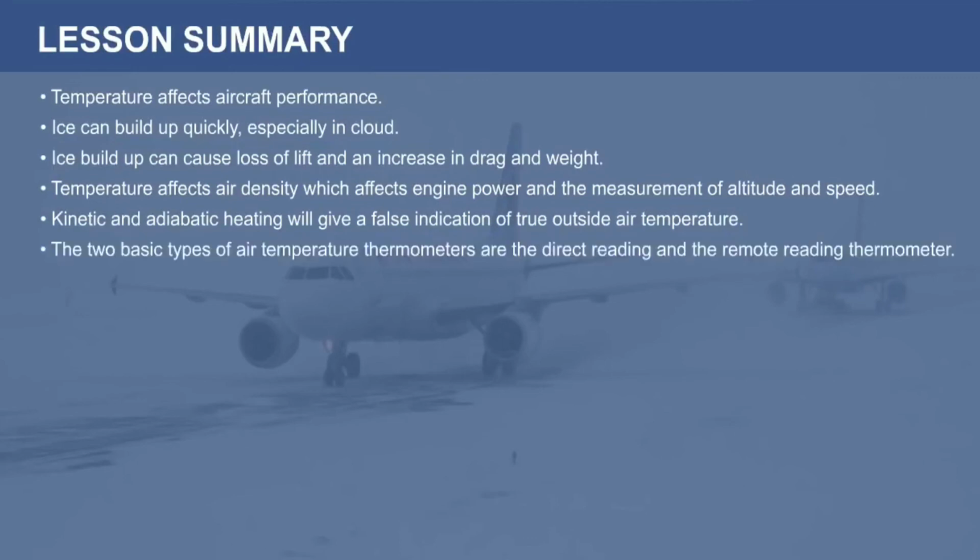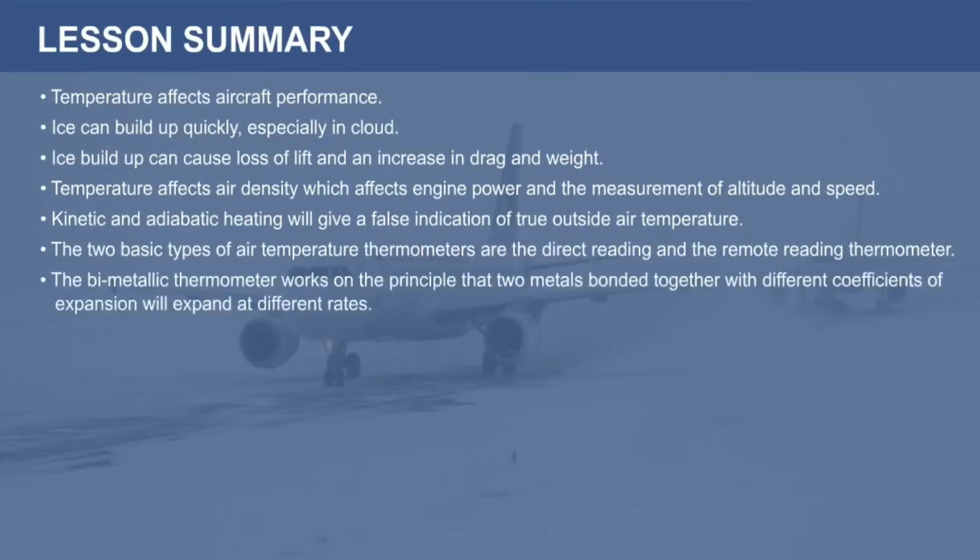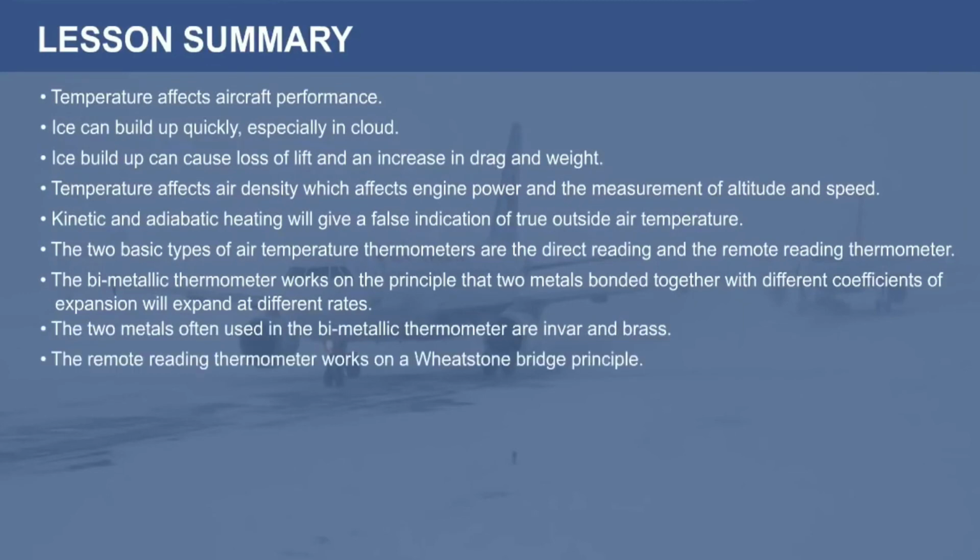The two basic types of air temperature thermometers are the direct reading and the remote reading thermometer. The bimetallic thermometer works on the principle that two metals bonded together with different coefficients of expansion will expand at different rates. The two metals often used in the bimetallic thermometer are Invar and brass. The remote reading thermometer works on a Wheatstone bridge principle.